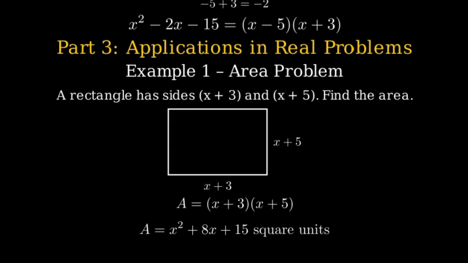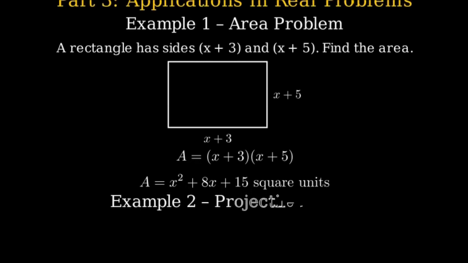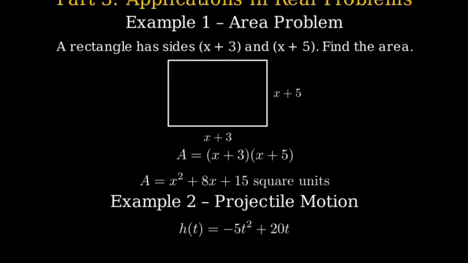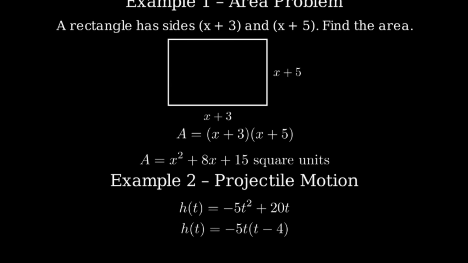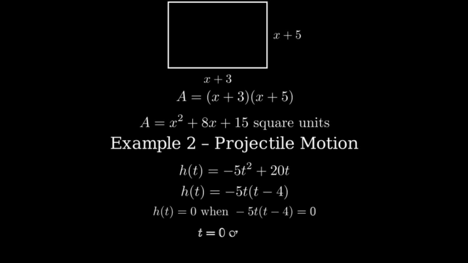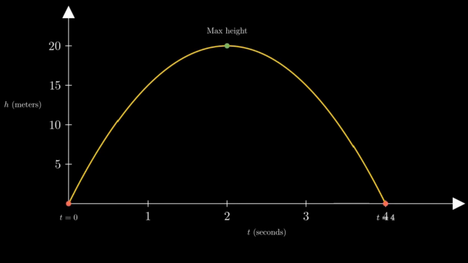Our second application involves projectile motion. A ball's height in meters is given by the function h of t equals negative 5t squared plus 20t, where t is the time in seconds. Let's factorize this expression to gain more insight. Taking out the common factor of negative 5t, we get h of t equals negative 5t times (t minus 4). From this factored form, we can see that the ball hits the ground when h of t equals 0, which occurs when t equals 0 or t equals 4. Since we're throwing the ball, t equals 0 is the starting time, and t equals 4 is when the ball returns to the ground. So, the ball hits the ground after 4 seconds.